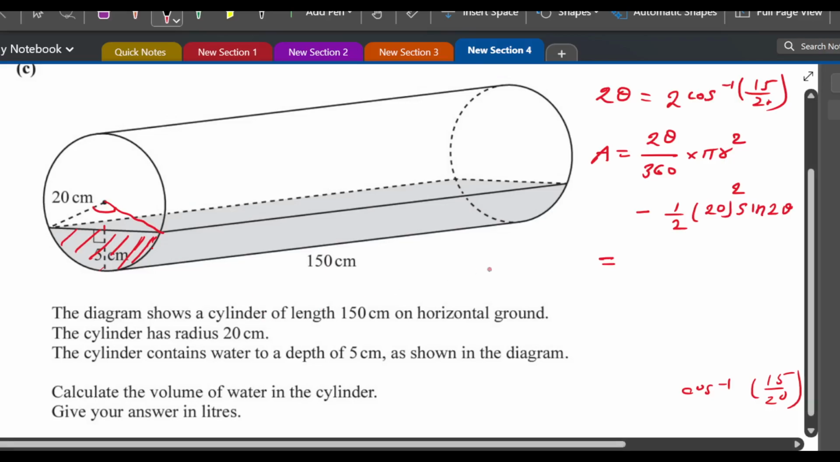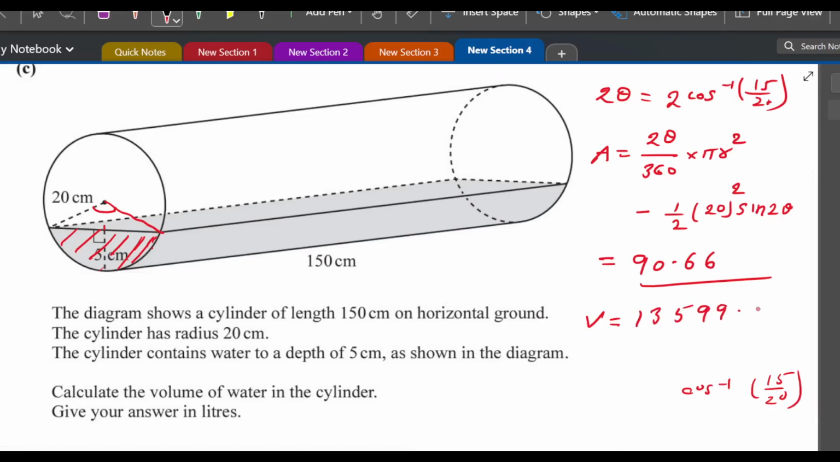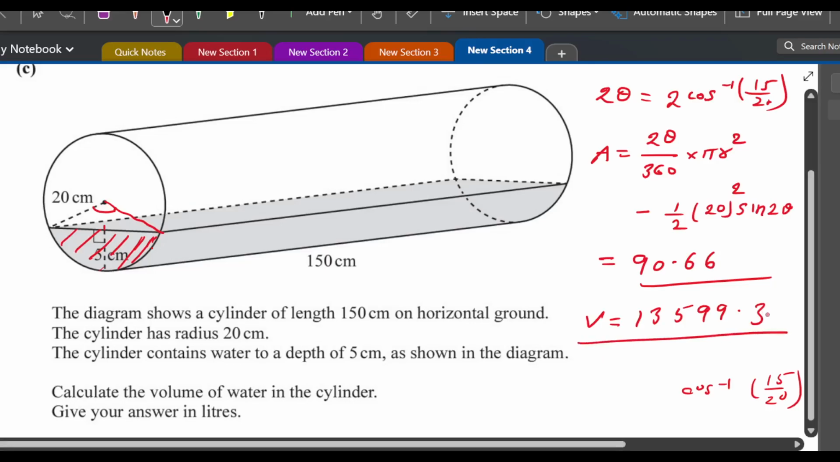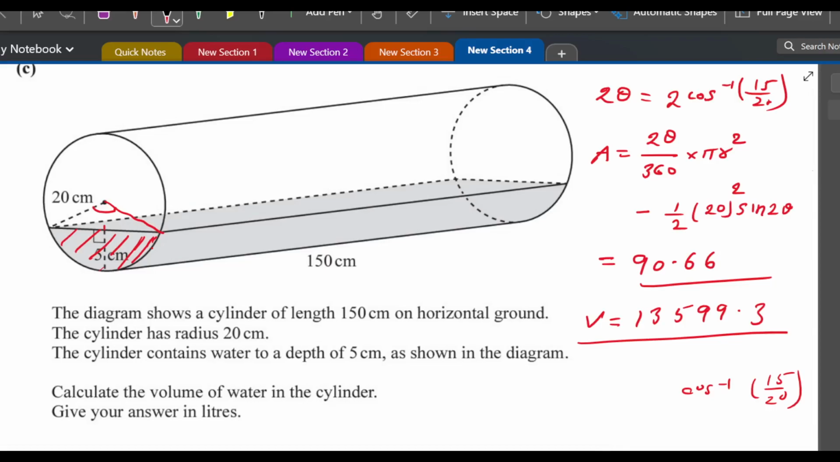So the shaded area I got 90.66. Okay, this is my shaded area. And now this shaded area I multiply by 150. So my volume will be this multiplied by 150, which is 13,599 point, yeah. So this was centimeter. So your answer is this much only, no? Means you can check your answer.